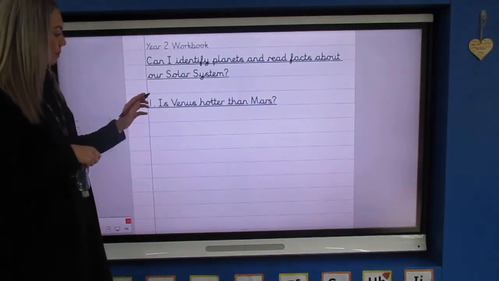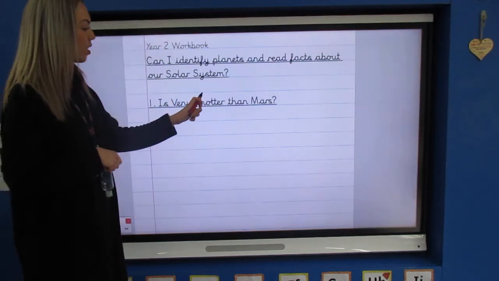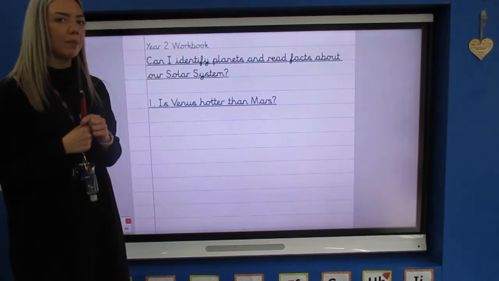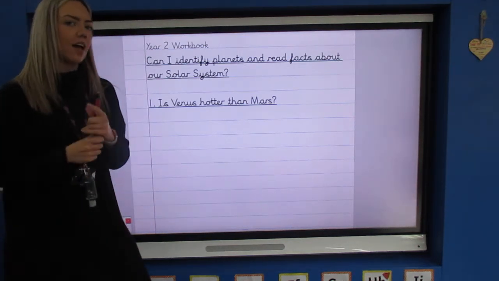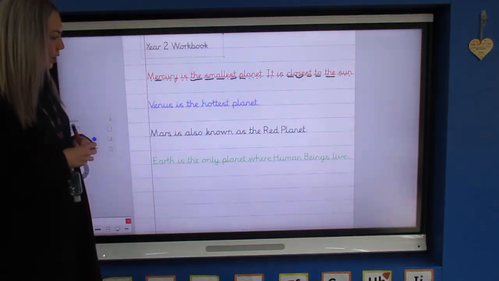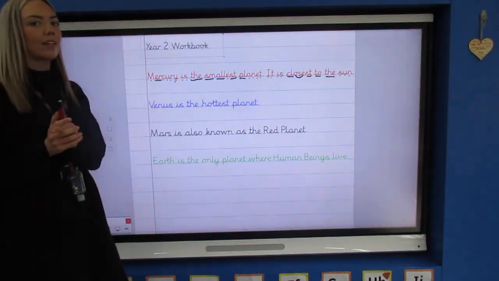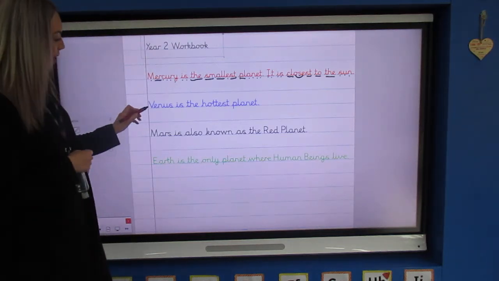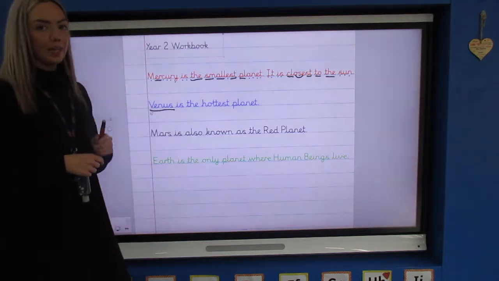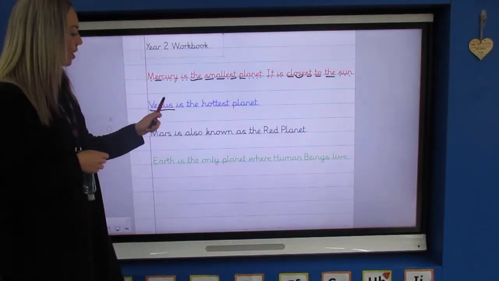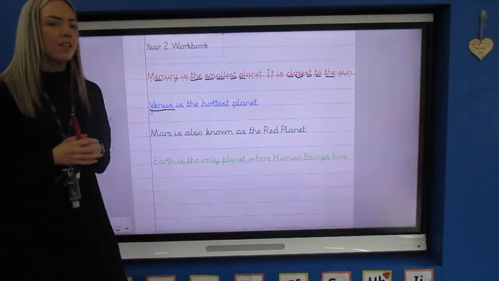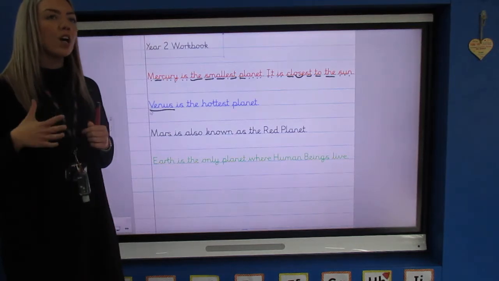So our question is, is Venus hotter than Mars? So let's go back to our facts and find out the answer. Right, having a look then. So I'm going to look for the fact that talks about Venus. And I know that Venus is here, it begins with a V, so I'm going to underline that to help me. And we remember now that this fact says Venus is the hottest planet. So, if Venus is the hottest planet in the solar system, is it hotter than Mars?